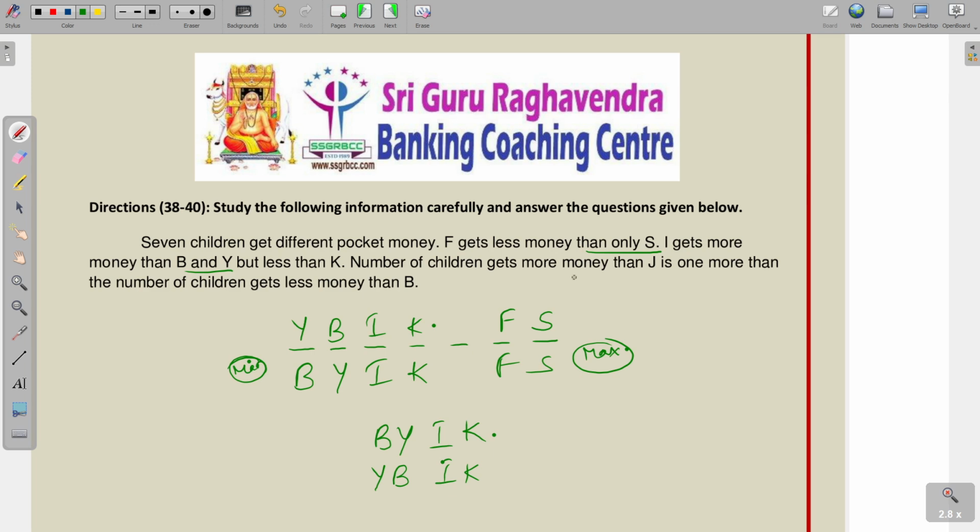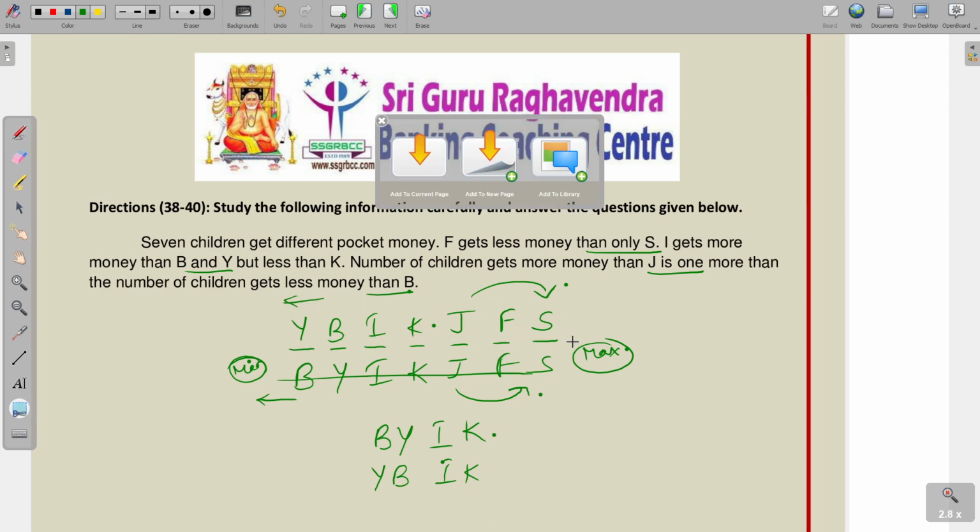The number of children who get more money than J is one more than the number of children who get less money than B. So if I place J here, how many are more than J? 2 persons are coming. So here, 1 person is less than B. Here also 2 persons are more than J, and here after B there is no one. So this condition is not satisfied. So this one is satisfied. Okay. So what is the final arrangement? This is the final arrangement.